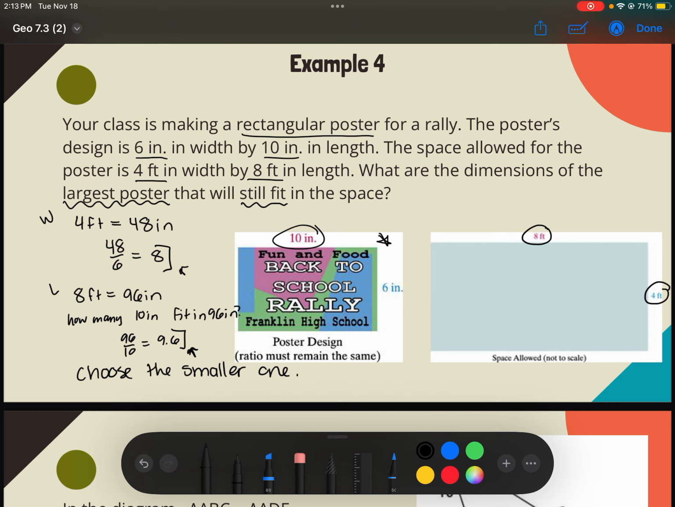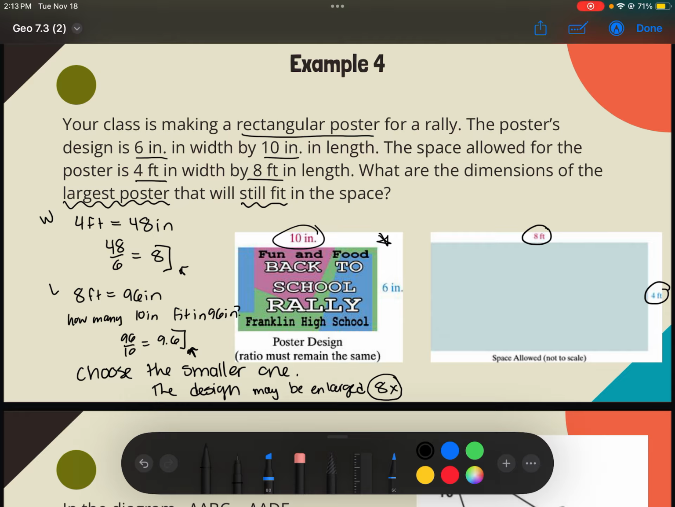Our final answer: the design may be enlarged 8 times. I'm going to multiply all my dimensions by 8.